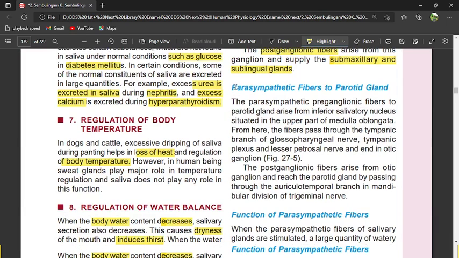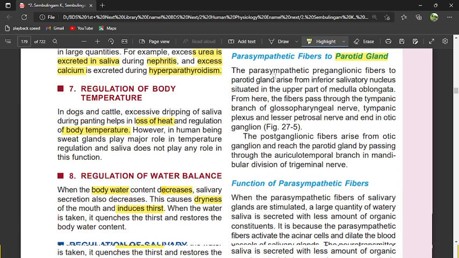So let us learn about the parasympathetic fibers of your parotid gland. The parasympathetic preganglionic fibers of the parotid gland arise from the inferior salivatory nucleus. It is situated in the upper part of the medulla oblongata.